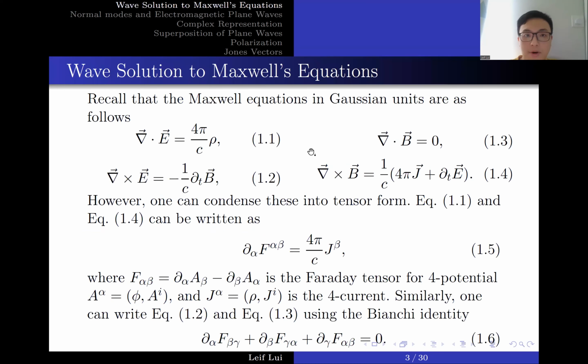So let us recap on what the Maxwell's equations are. These are the Maxwell equations in Gaussian units. To convert from SI units to Gaussian units, we simply replace epsilon naught with 1 over 4 pi and mu naught with 4 pi. So let us talk about each Maxwell equation first.